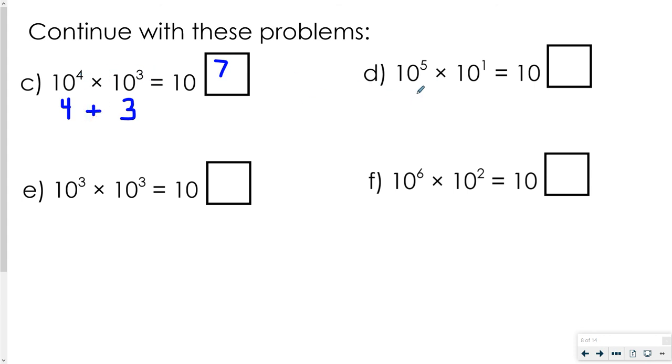So let's try it over here in D. I've got 5 tens over here, 1 ten over here. So it's going to be 10^5 + 1 is 6. Over here, I've got 3 tens, 3 tens, 3 plus 3, 10 to the 6. 6 tens, 2 tens, 10 to the 8.